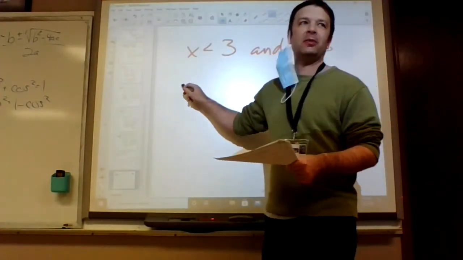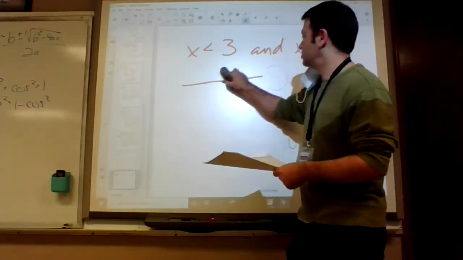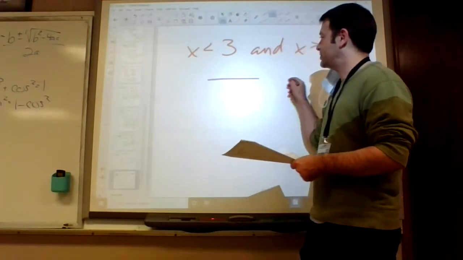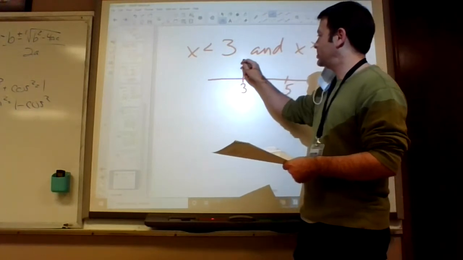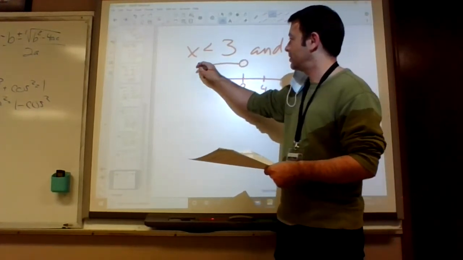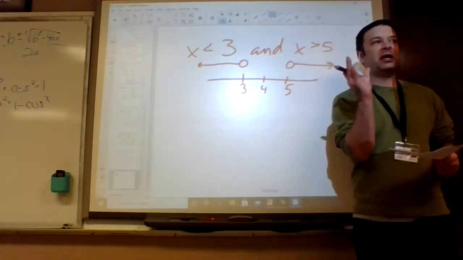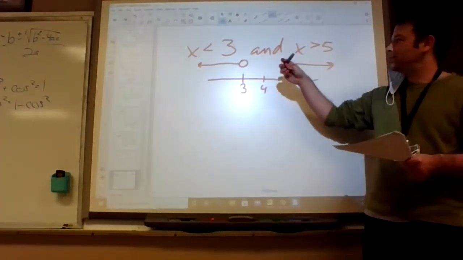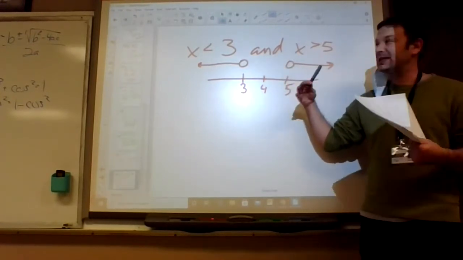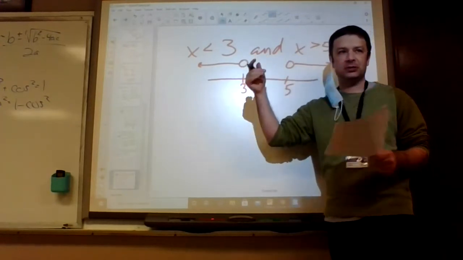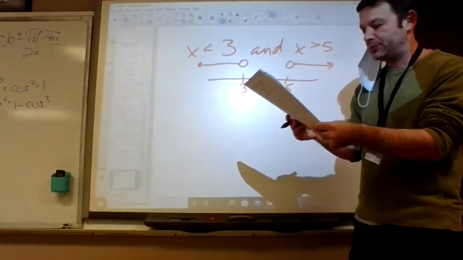Some of these problems, I made you graph these. When I made you graph these, do you remember what the word and meant? I made you do these floaty lines up here. What does and mean though? It's gotta be true for both of them. So what's true for both of them? Nothing. So this is actually a no solution.